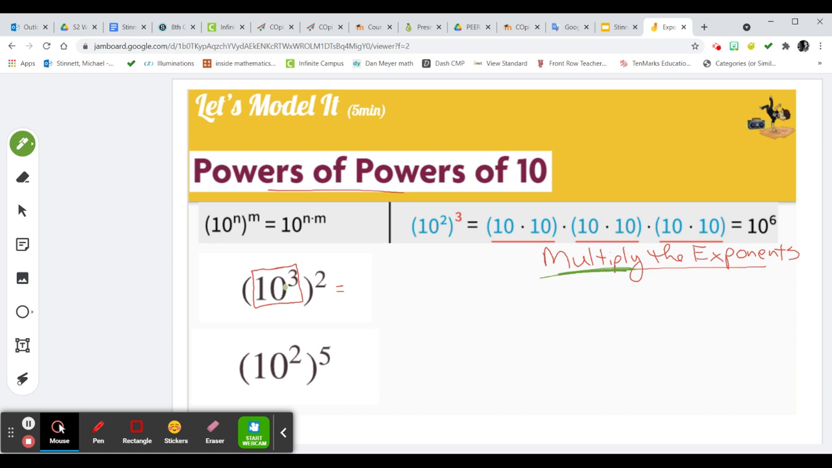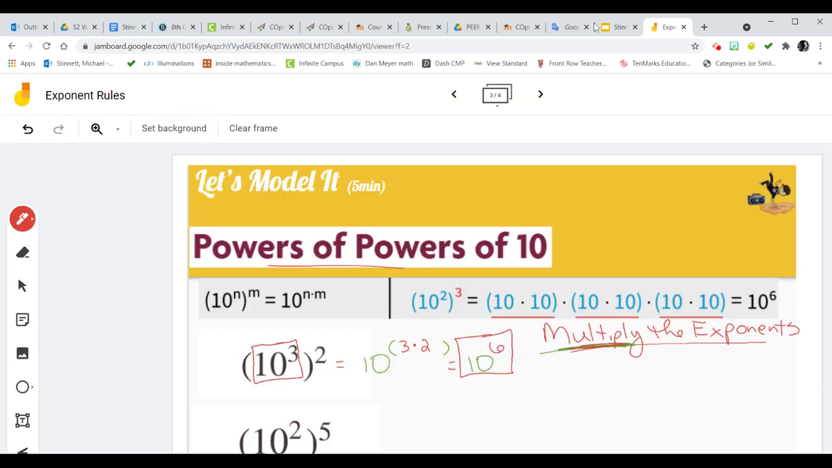So we're going to take 10 to the power of 3, and we're going to multiply these exponents. So it'll be 10 to the power of, and I'm going to put it in parentheses again, 3 times 2. And that's the same as 10 to the 6th power, 10 to the power of 6, because 3 times 2 is 6. So we're multiplying our exponents when we raise a power to another power right here, okay?